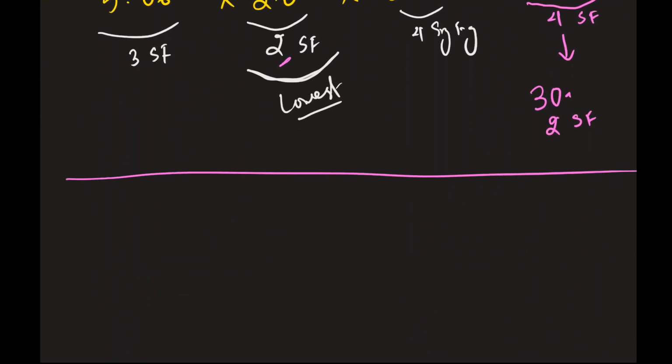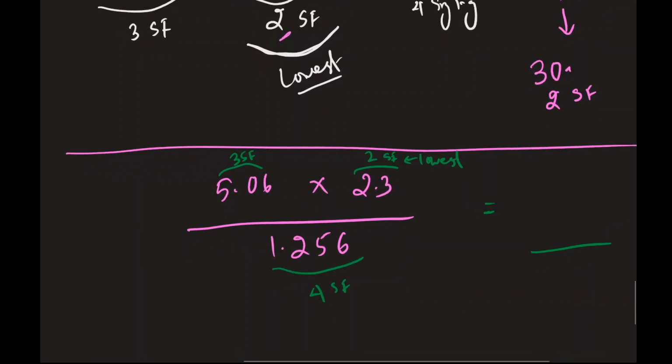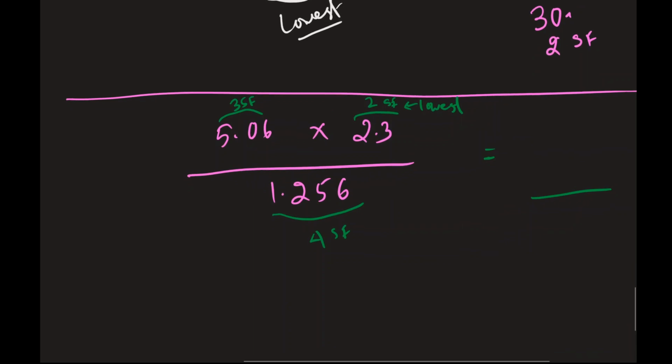So I'm just going to throw out again random numbers, and you calculate by yourself: 5.06, 2.3, 1.256. Hit the calculator. This one has 3, this one has 2, this one has 4. So your answer should be, this is the lowest, right? So whatever number you got, convert it into 2. All right, that seems like we are having good progress, right?